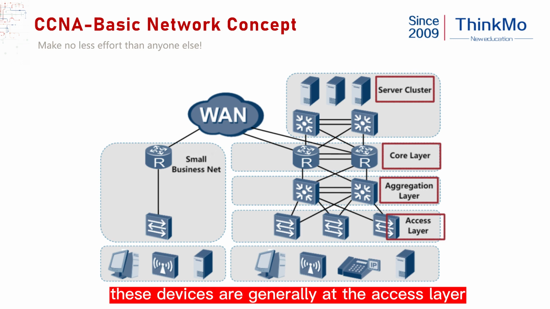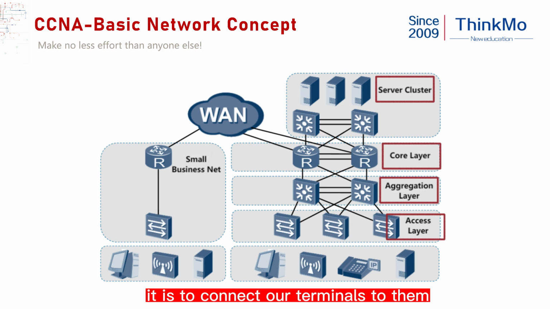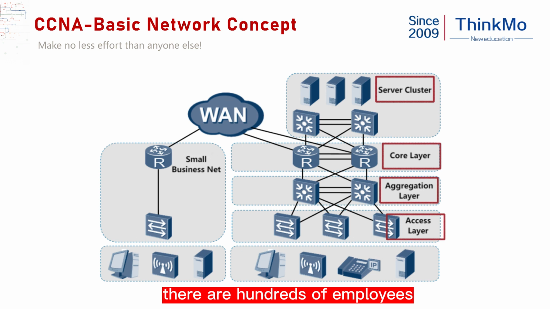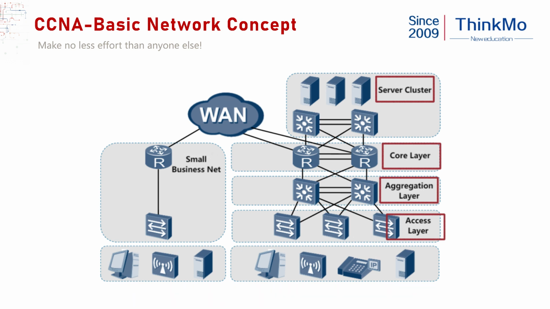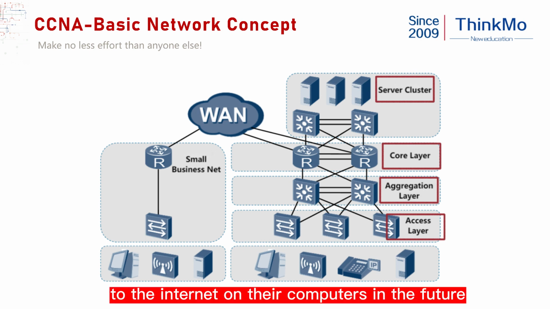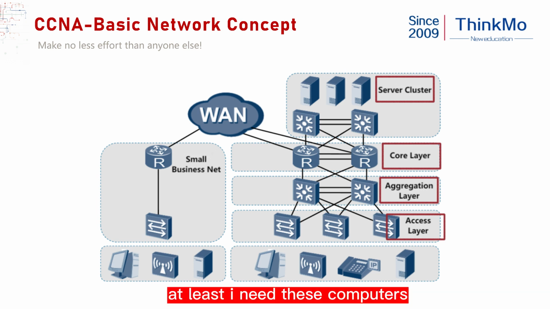These devices are generally at the access layer. What they do is connect our terminals to them. For example, there are hundreds of employees in a company. These employees will need access to the internet on their computers. How does it get on the computer? At least I need these computers.